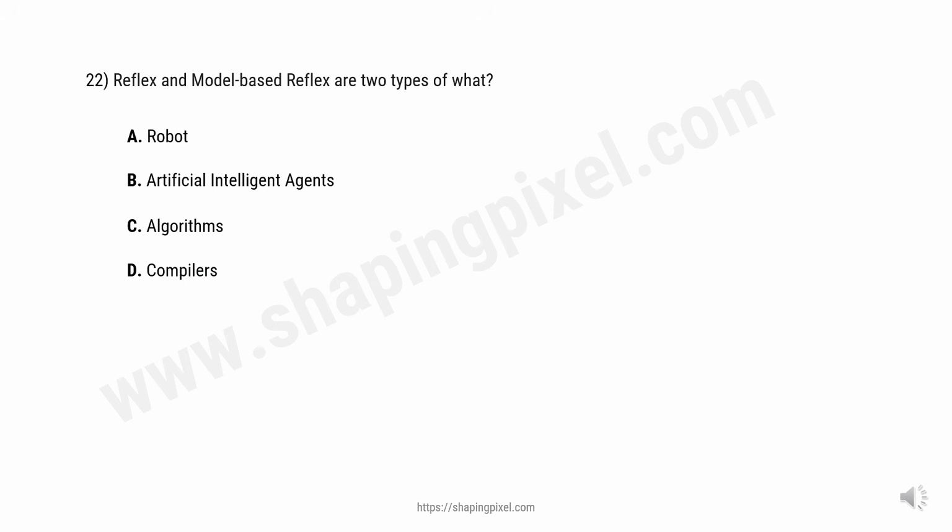Question number 22. Reflex and model-based reflex are two types of what? Option A, robot. Option B, artificial intelligent agents. Option C, algorithms. Option D, compilers.